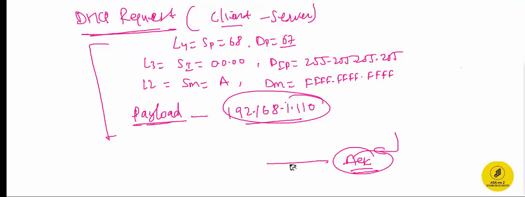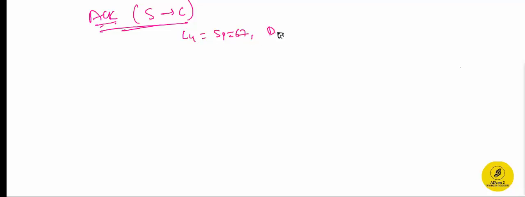So when the server sends the acknowledgement, that acknowledgement packet will also be a broadcast because the client hasn't yet assigned the IP address. So then we have acknowledgement that is from server to client. On layer 4, we'll have source port of 67 because that is the port the DHCP server is listening on. We have destination port as 68. Right. On layer 3, we will have the source IP, which is the IP address of the DHCP server. As an example, we assume that it is 192.168.1.5.